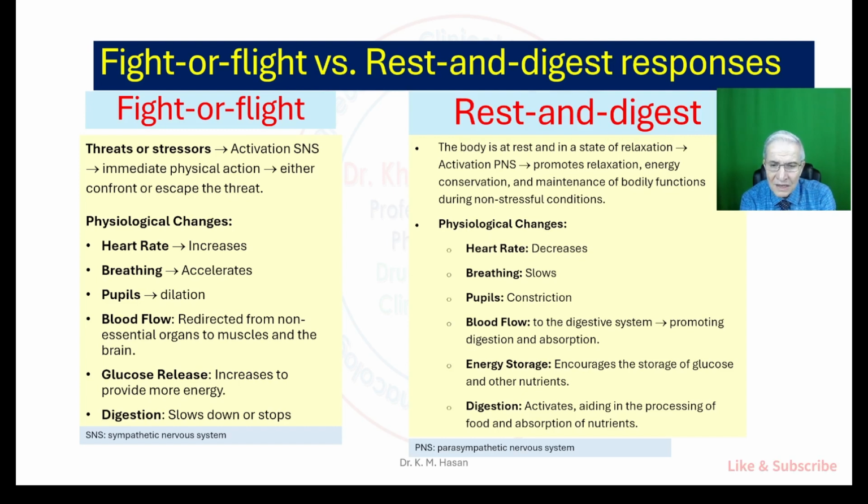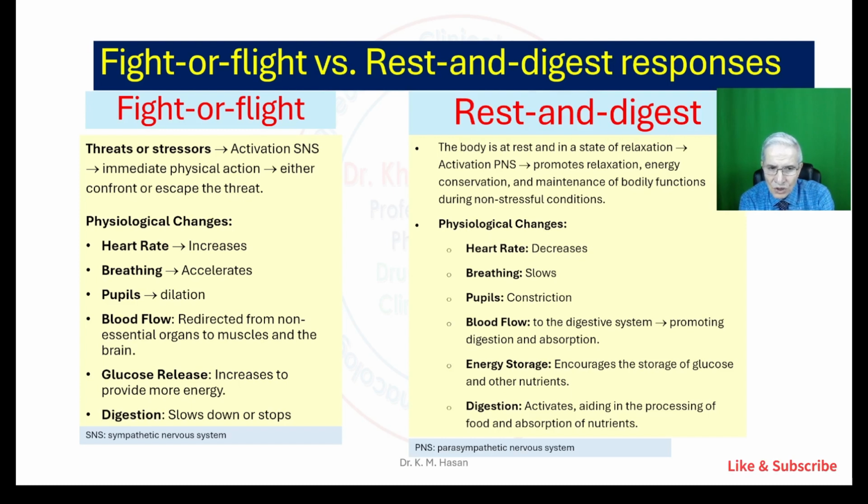You can see the heart rate will increase, our breathing will increase, and our pupils will open in order to see more. For example, blood flow will be redirected to the important organs, to the muscles and to the brain. We need to make a fast decision. We need more energy to our muscles to get ready to fight or flee, to escape or fight.